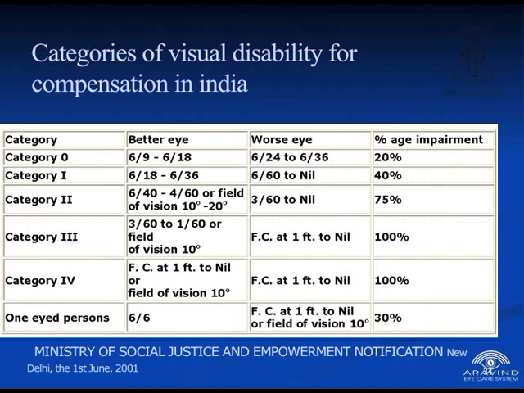Coming to the social benefits for patients with low vision and glaucoma, these are the categories of visual disability as proposed by the Ministry of Social Justice and Empowerment. These are the categories of visual disability for compensation in India. A patient with 6/6 vision in one eye is not visually impaired in any way as far as benefits are concerned. He has to have at least a 40% handicap to get some social benefits. A 40% handicap is less than 6/18 in the better eye.